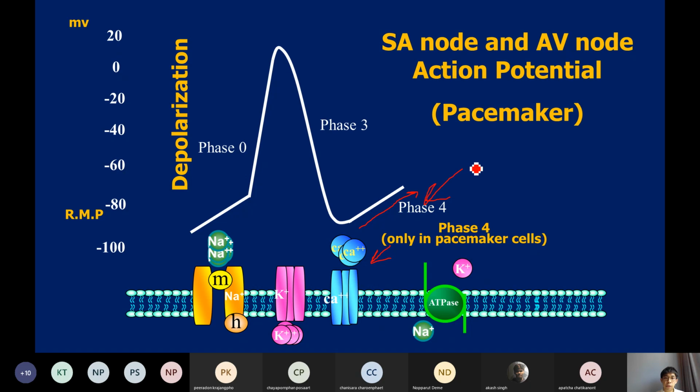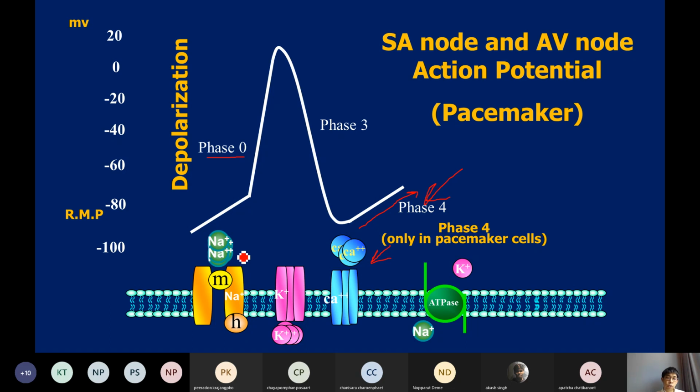When the pacemaker cells enter phase 4, the resting membrane potential is triggered and becomes less negative, at around -70. Then the cells would be triggered into phase 0, the depolarization phase. In this phase, the sodium channel would flow into the cells. This is the same as the non-pacemaker cells, but phase 4 is different.